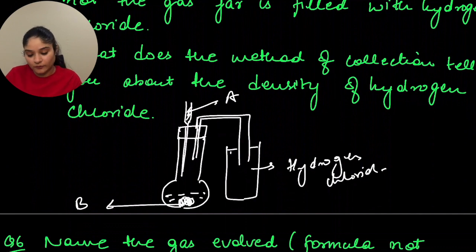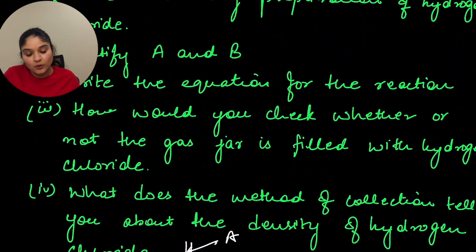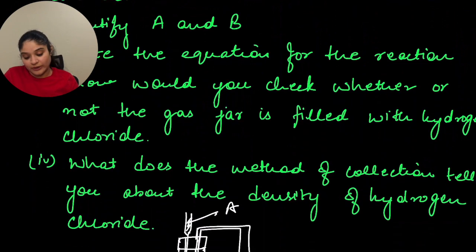Now the next part of the question is asking, write the equation for the reaction. So we have just covered the equation in which it was below 200 degrees Celsius. That is the lab preparation for HCl gas only. Now move ahead to the third part.